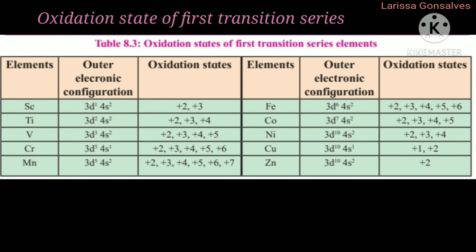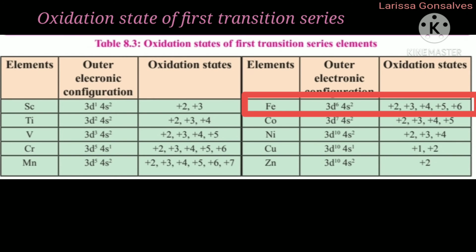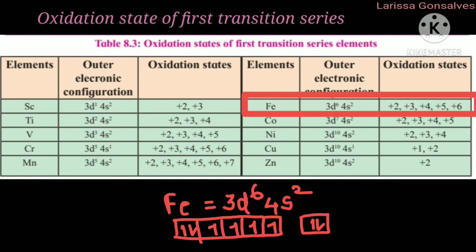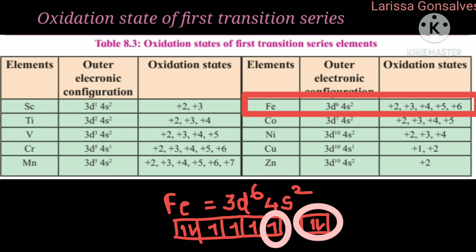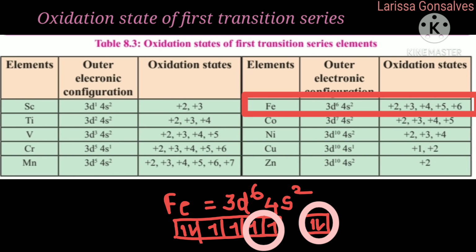For iron, the outer electronic configuration is 3d⁶4s². So if we put up the electrons in the shells, we get 1 electron paired in the d subshell. In s, the electrons are paired. So if the 2 electrons are going from the s shell, it is going to give us the oxidation state of +2. If the 2 electrons from s and 1 electron from d, it is going to give us +3 oxidation state. If 2 electrons from s and 2 electrons from d, then it is going to give you +4 oxidation state.